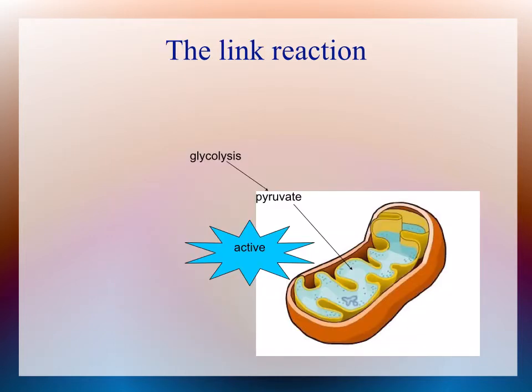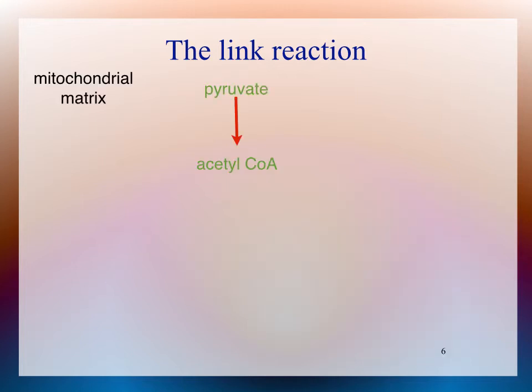If oxygen is present, the pyruvate will enter the matrix of the mitochondria by active transport. Now, this pyruvate does possess potential energy that can only be released using oxygen in a process called the Krebs cycle. Before it enters the Krebs cycle, these pyruvate molecules must first be oxidized, and we oxidize it in a process called the link reaction. So what is the link reaction?